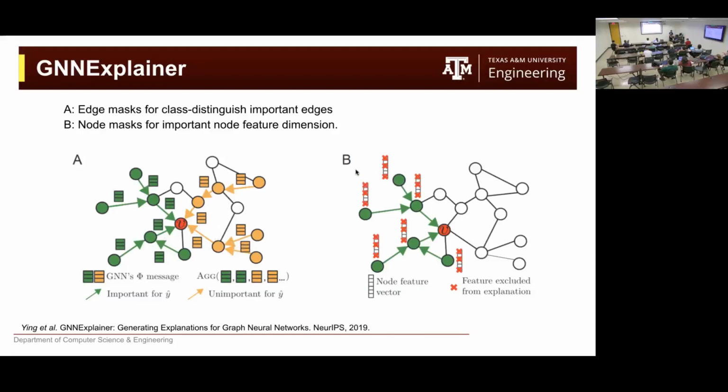And for figure B, the GNNExplainer will assign a node feature mask on each node feature dimension, and then it will optimize the node feature mask. And the node feature with a red cross means this node feature has a very small importance score, and it's not that important for the prediction of the target.